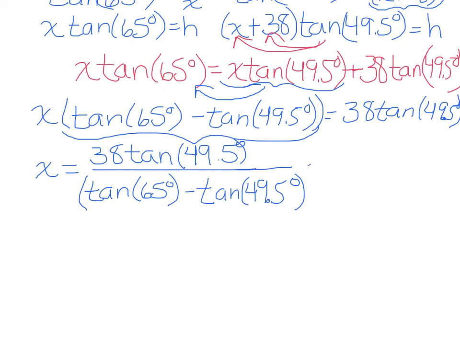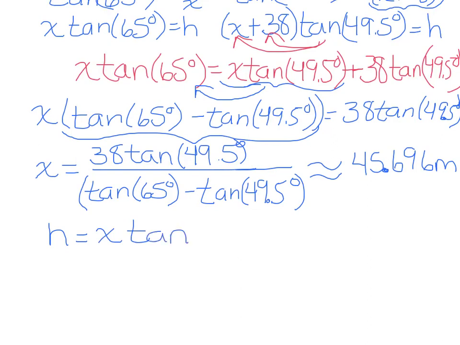Okay, so this should simplify, if you do it correctly, to 45.696 meters. Okay, and that is Susan's distance from the tower. So we really want the height of Big Ben, and we know that the height is equal to, keeping it easy, x times the tangent of 65 degrees.